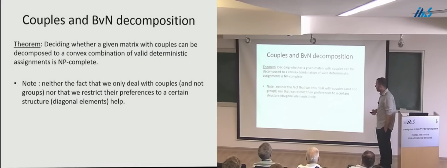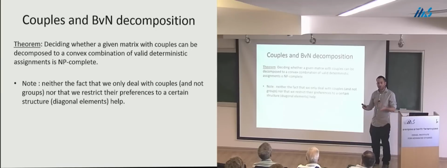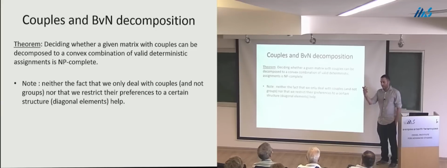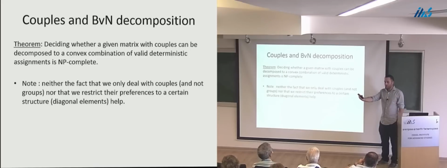More generally, deciding whether a given matrix with couples that meets all the right requirements can be decomposed into a convex combination of valid deterministic assignments is NP-complete. Give me a matrix and ask me, can you decompose it to a lottery? The answer is, I don't know, I'll get back to you, but you won't.